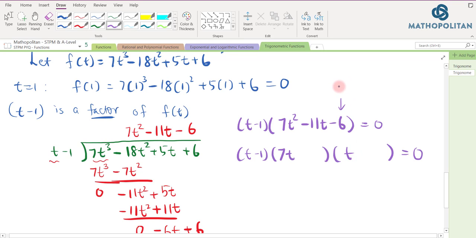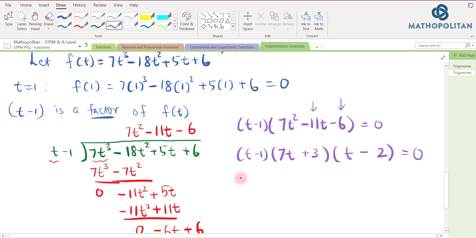So 6 can be 6 times 1. It can be 2 times 3. Since the sum of the factors here is negative 11, I can probably try something like 2 here. 7 times 2 is 14. Since there's a negative 11, I'll put negative 2 here. So that's negative 14, and then this should be plus 3, because negative 14 plus 3 would be negative 11, and 3 times negative 2 will be negative 6.